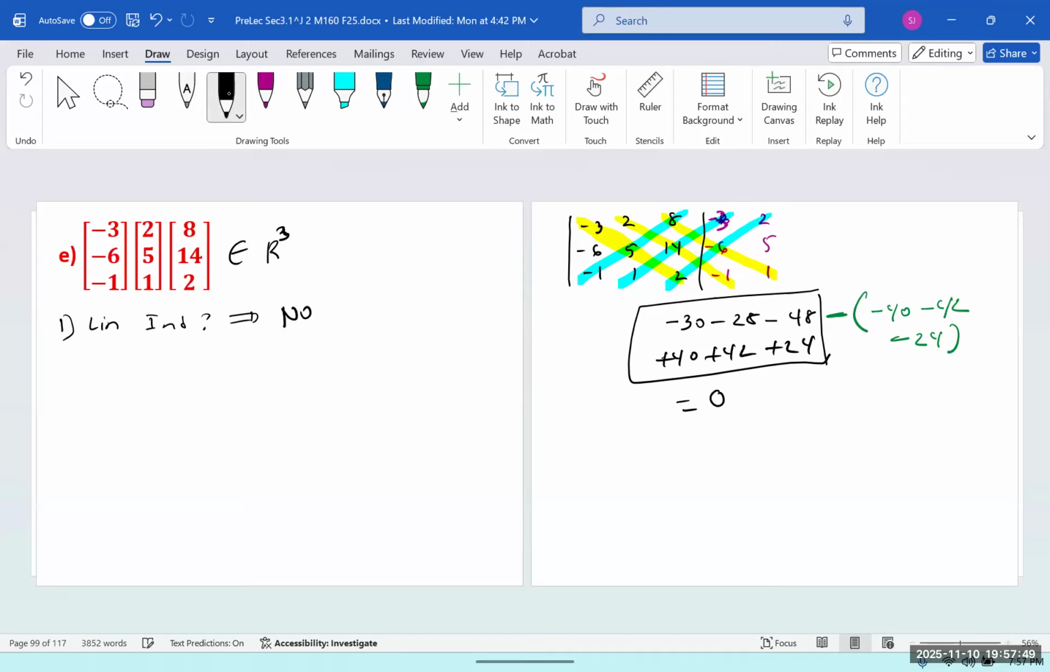So are they independent? No, because the determinant is 0. That means at least one of them is a combination of the others. So now you have to check. All three are not independent, but how many independent do we have? 1 or 2? How do you know it's 2?